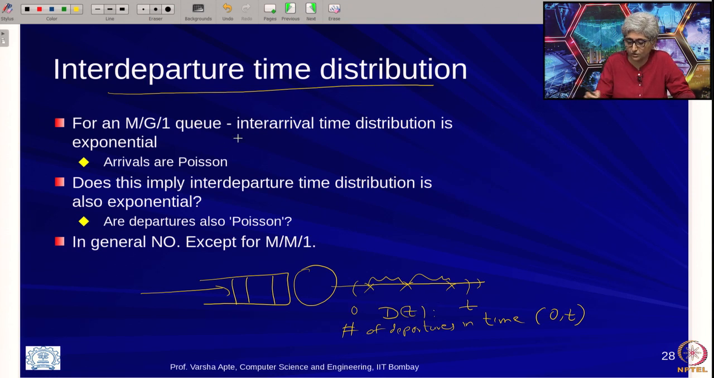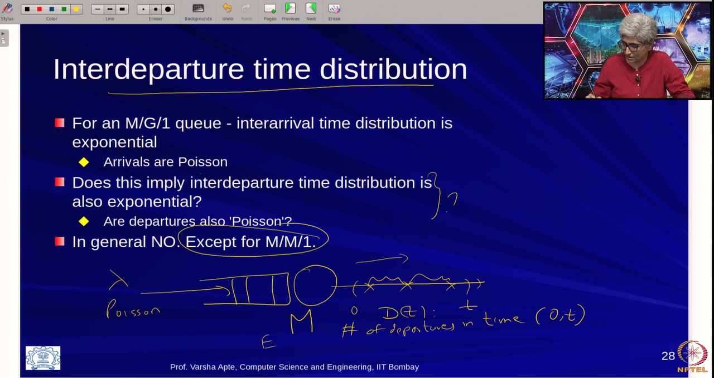So, for an MG1 queue, we know that inter-arrival time distribution is exponential, and that means arrivals are Poisson. So, the question is, what can we say about departures? If we know that this is Poisson, can we say something about the departure process? It turns out in general we cannot say anything, but if the service time is also memoryless, then departures are also Poisson. So, that is the MM1 case. If arrivals are Poisson and service is exponential, then departures are also Poisson. Again, this is a property that helps us in putting together queuing networks which can be analyzed, and we will see this in some subsequent classes.